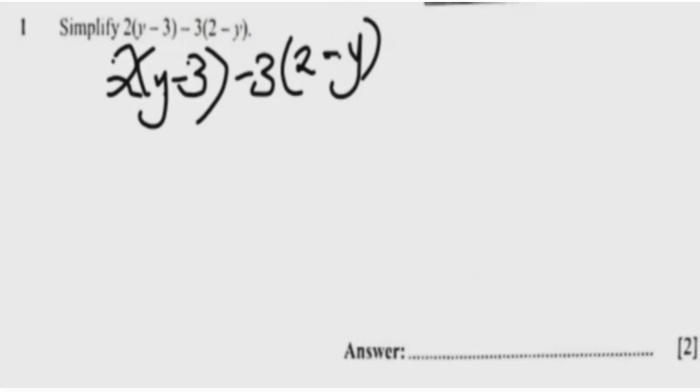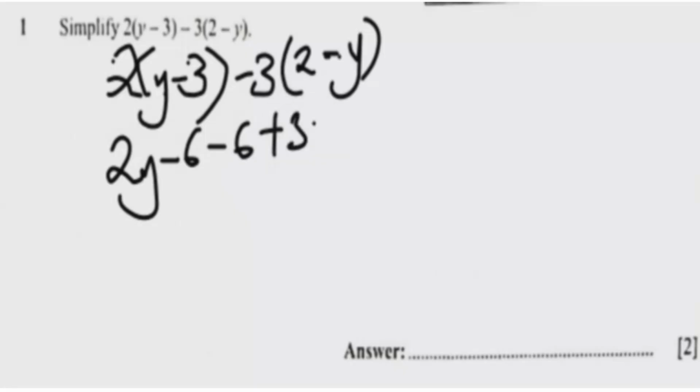Okay, so next I'm going to expand these expressions. That means I'm going to multiply every element in brackets by the number which is outside. So 2 times y will give me 2y. 2 times negative 3 will give me negative 6. Negative 3 times 2 will give me negative 6. Negative 3 times negative y will give me positive 3y.